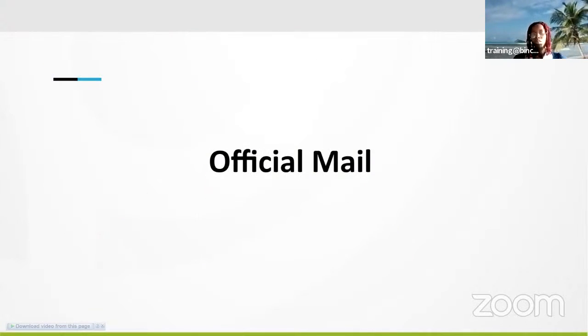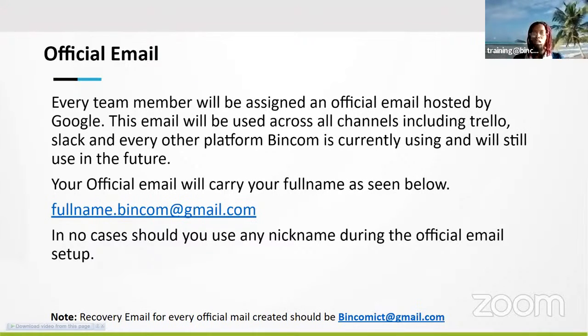So for official emails, they are gotten for you by someone from the pro services team, and it involves your full name .bincom@gmail.com. It's very important that you don't give out your nickname while you're asked for your name for your email to be set up. Your official email should be used for everything official, like sending out emails. You're going to receive emails as well, only on your official email when it comes to anything concerning Bincom.